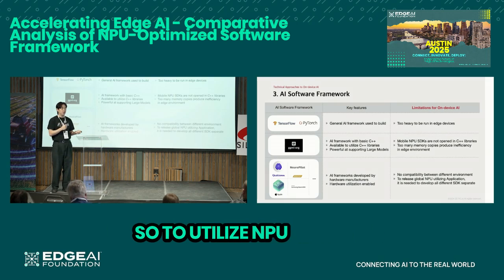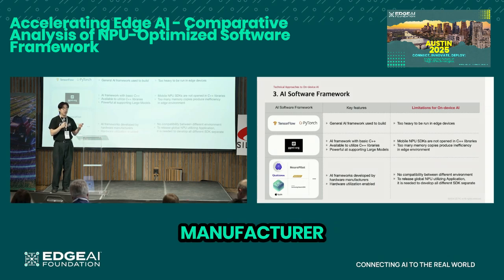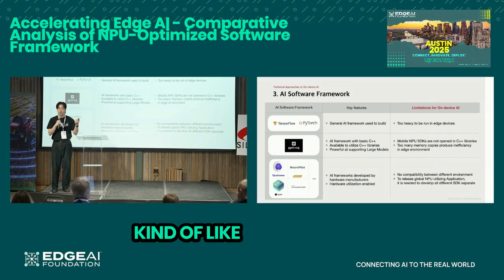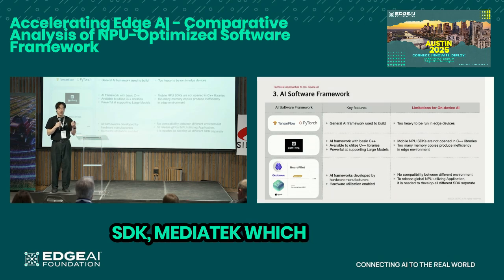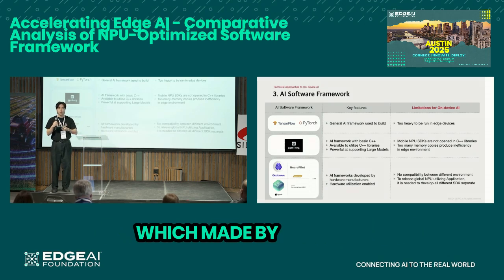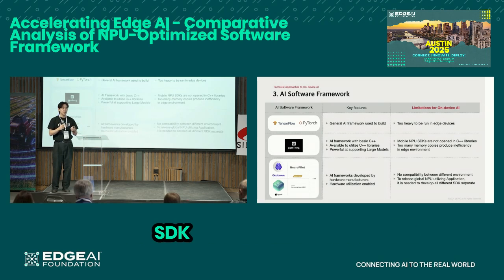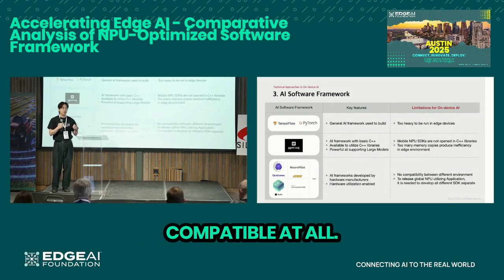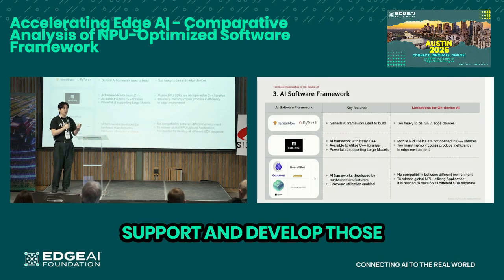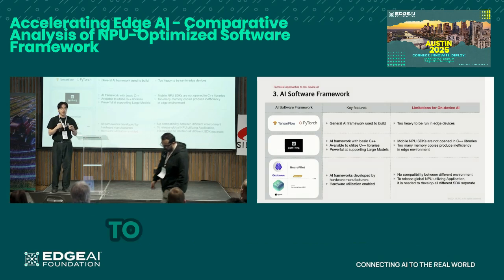To utilize the MPU, we have to support the SDKs and software stacks that manufacturers provide. Apple provides Core ML, and Qualcomm provides the Qualcomm AI SDK. MediaTek, which holds 40% of the mobile market, provides NeuroPilot, made by MediaTek themselves. Other manufacturers have their own SDKs, but they are not compatible at all. So AI engineers cannot support all of them at once. They have to develop separately.